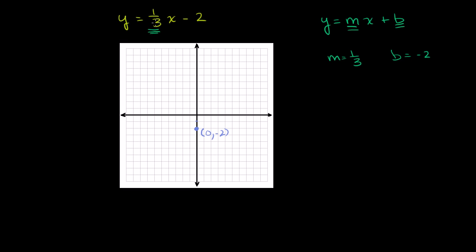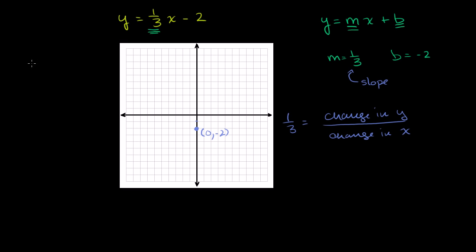Now, this 1/3 tells us the slope of the line. How much do we change in y for any change in x? So this tells us that 1/3, so that right there is the slope. So it tells us that 1/3 is equal to the change in y over the change in x. Or another way to think about it, if x changes by 3, then y will change by 1.